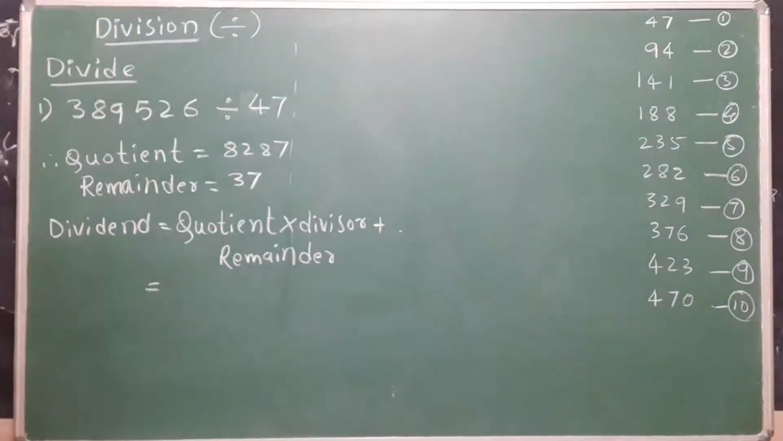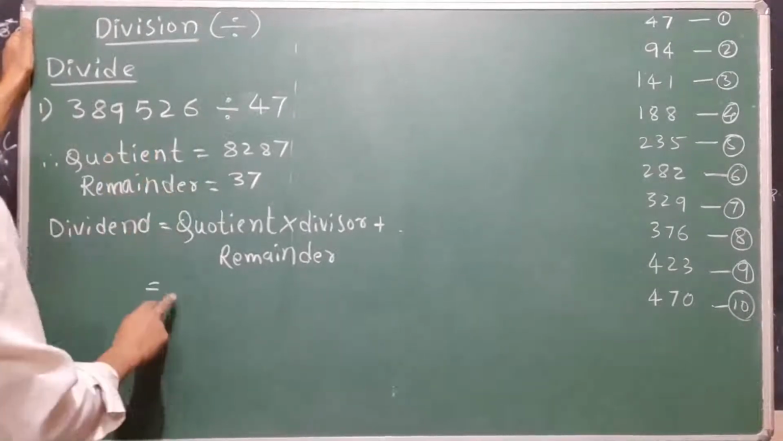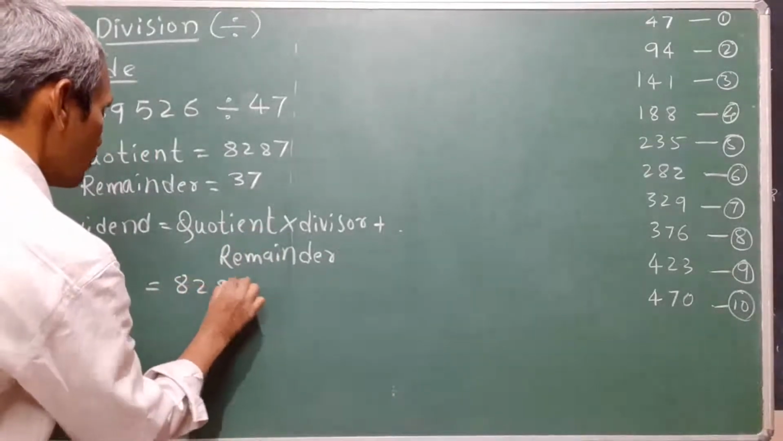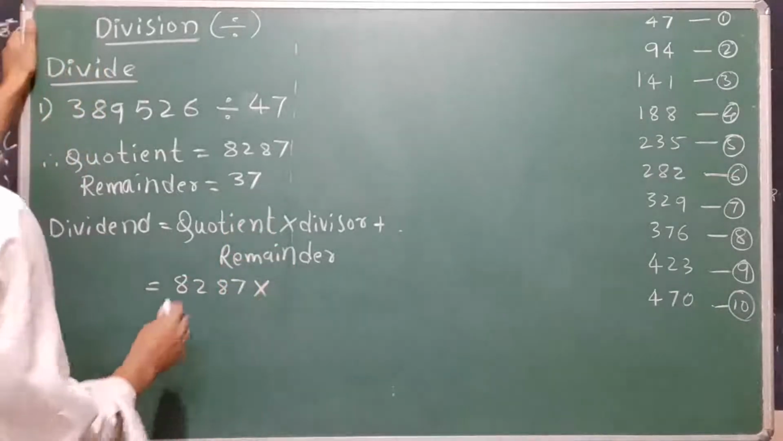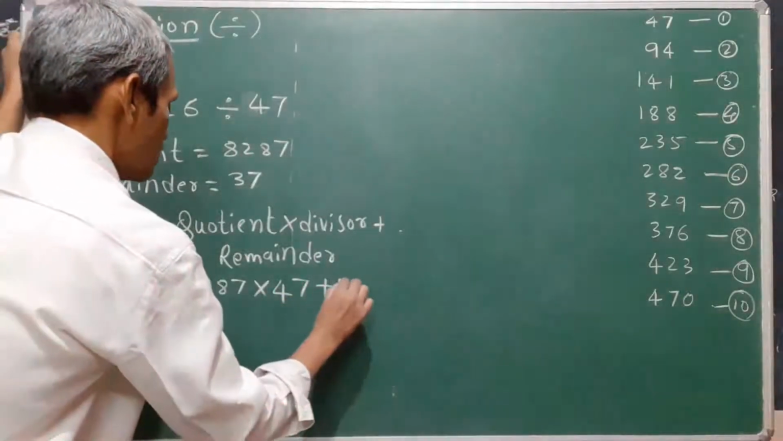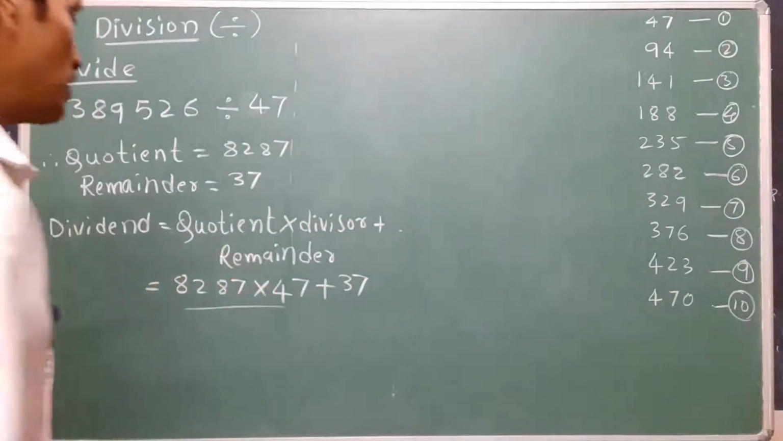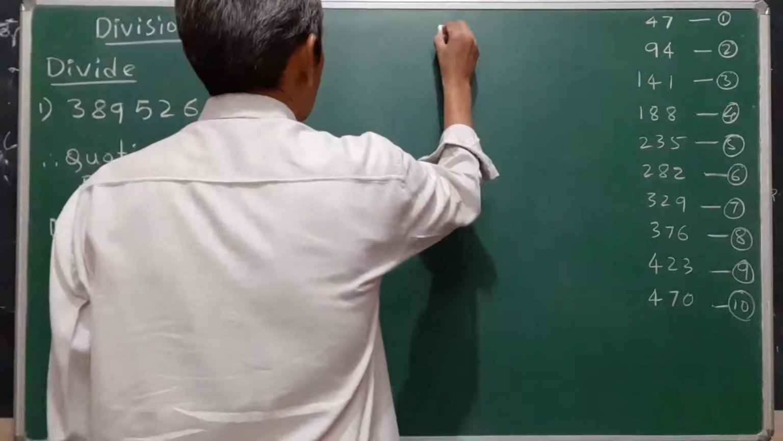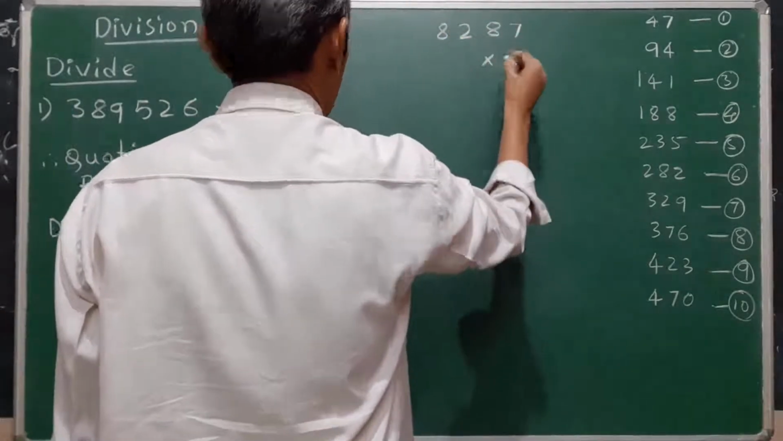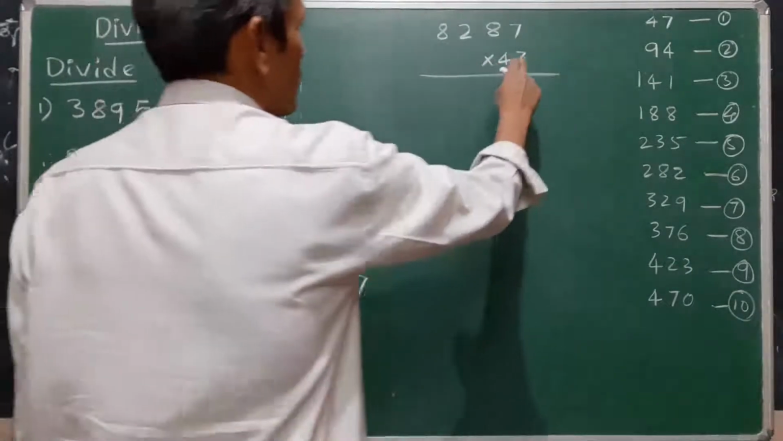Now the dividend is 389526. We should get this. First of all we see what the quotient is, 8287. The divisor is 47 and the remainder is 37. First we will multiply these two, quotient and divisor. Now we will multiply 8287 by 47. Now start multiplying by 7.